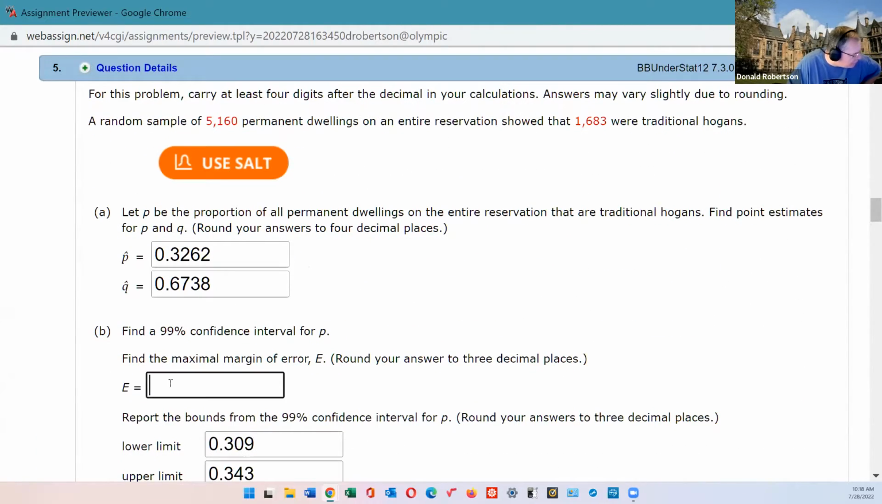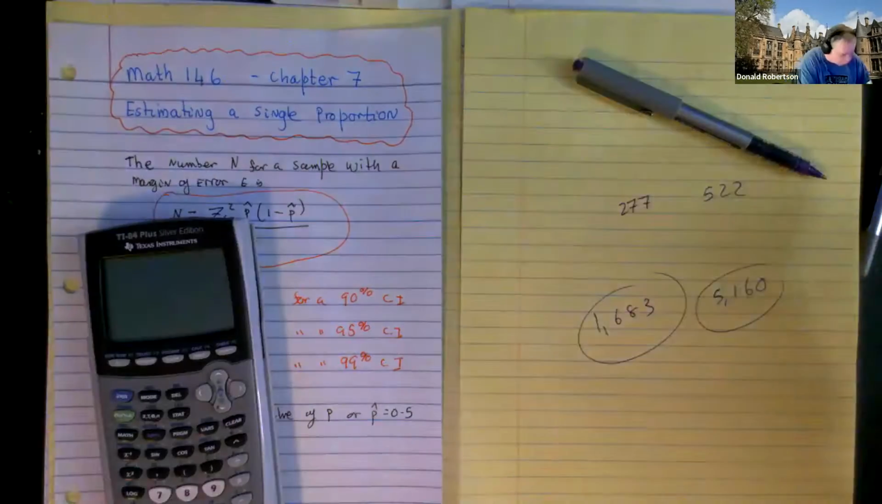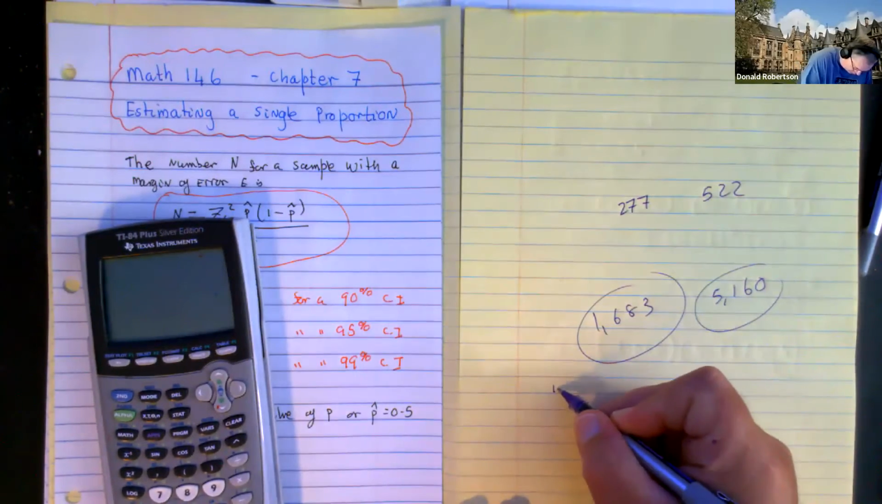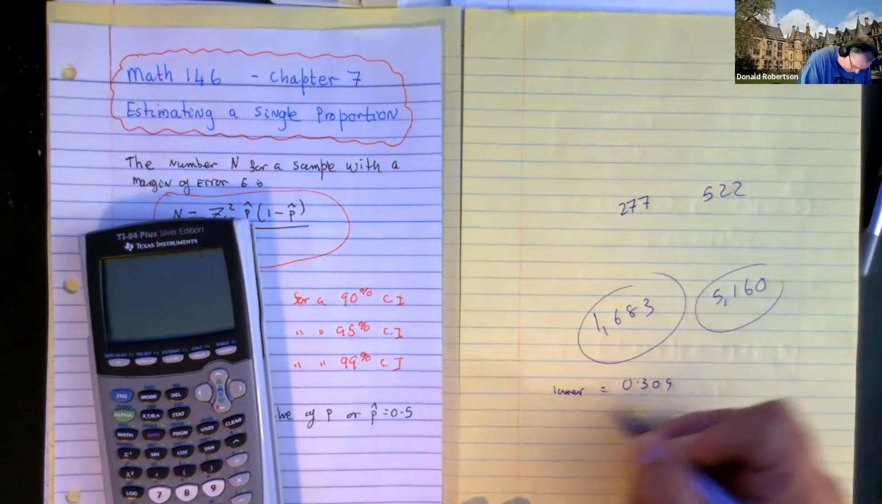Now this guy is not obvious, and if you look at the WebAssign, it doesn't tell you. So I'm going to show you how to get the margin of error when all you know is the lower limit and the upper limit.